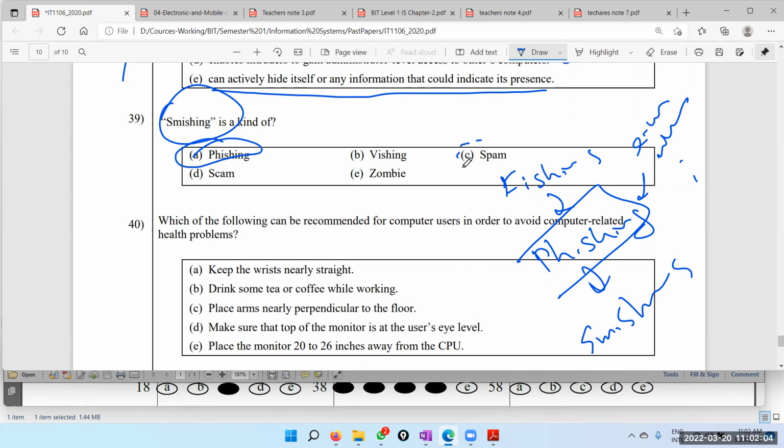I don't know whether we can take it as a kind of spamming as well. But it's definitely a scam.